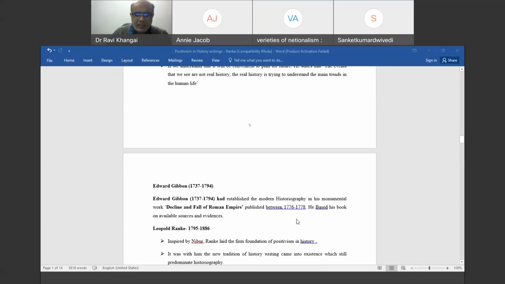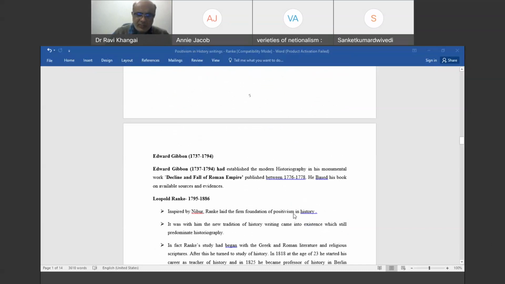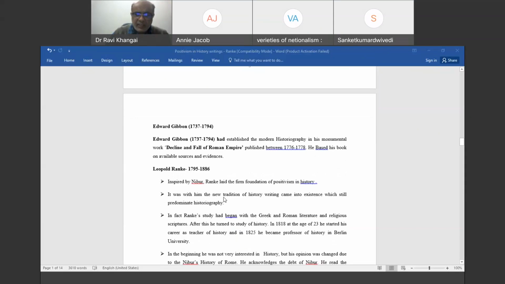He used statistical method for the study of social sciences. And then there was Edward Gibbon, who wrote a book called Decline and Fall of the Roman Empire, which is also written from the perspective of the positivists. And now let us come to Leopold Ranke. He was German, Prussian, and 1795 to 1886 was his period. He was inspired by Niebuhr's History of Rome, and he gave that positivist thought a push.